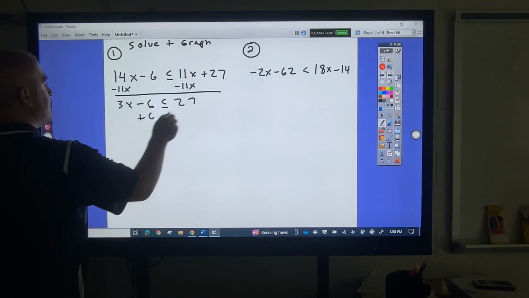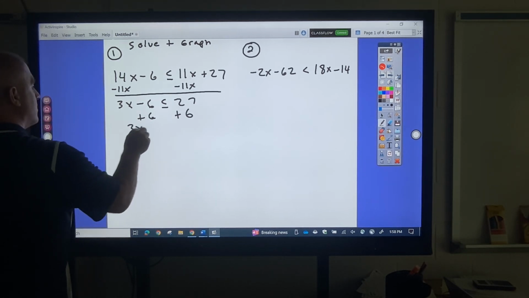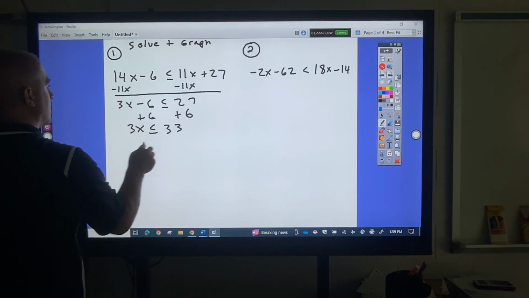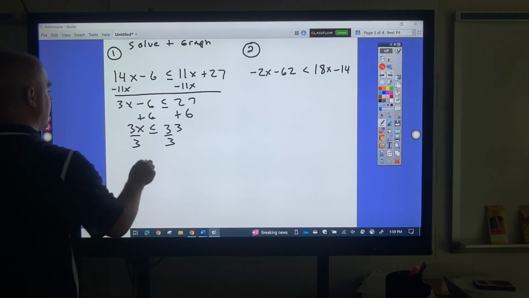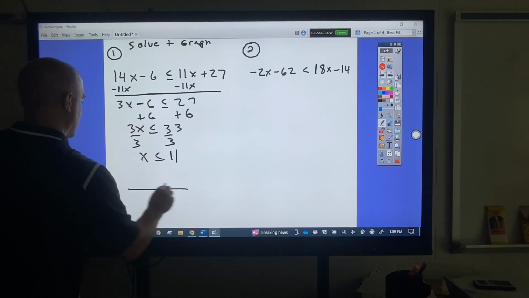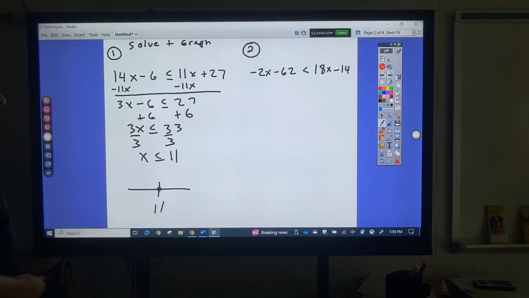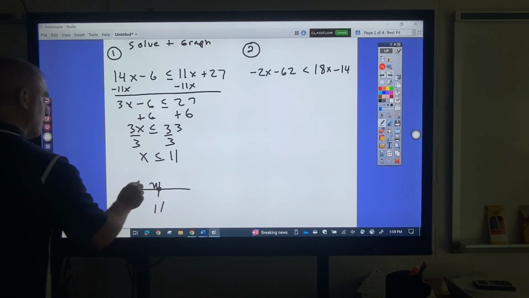Back to separated and attached. Add 6. Okay, divide by 3. I get x is less than or equal to 11. Closed circle. Is it eating the x? No, so we go left.